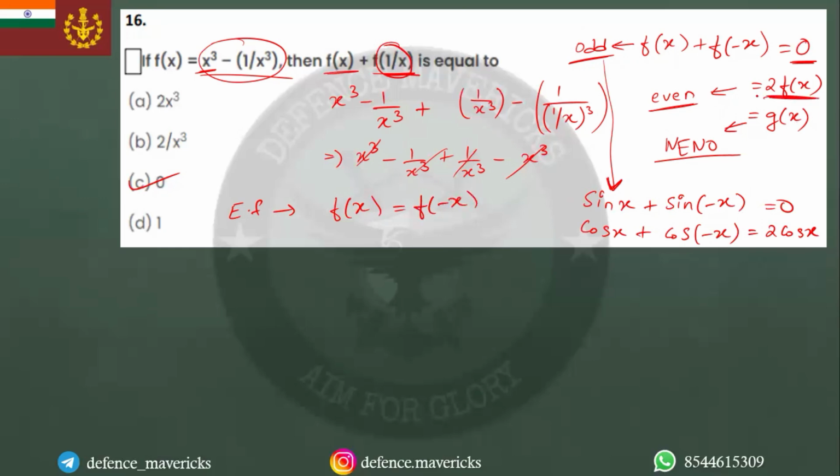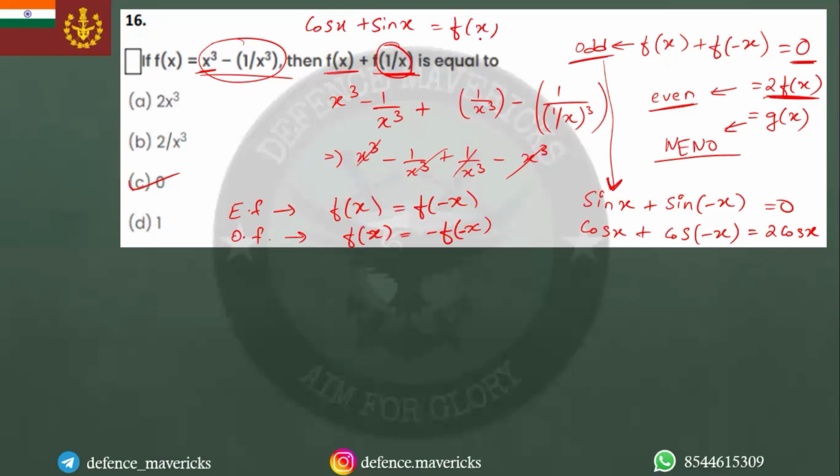And for odd functions, what is going to happen? They are negative of each other. So if you take f(x) and f(minus x), you will have to put a minus sign in between. That's why when you add both of them, they give 0. So this is for an odd function. Neither odd nor even, you can take anything. For example, if I take cos x plus sin x, what is this function?